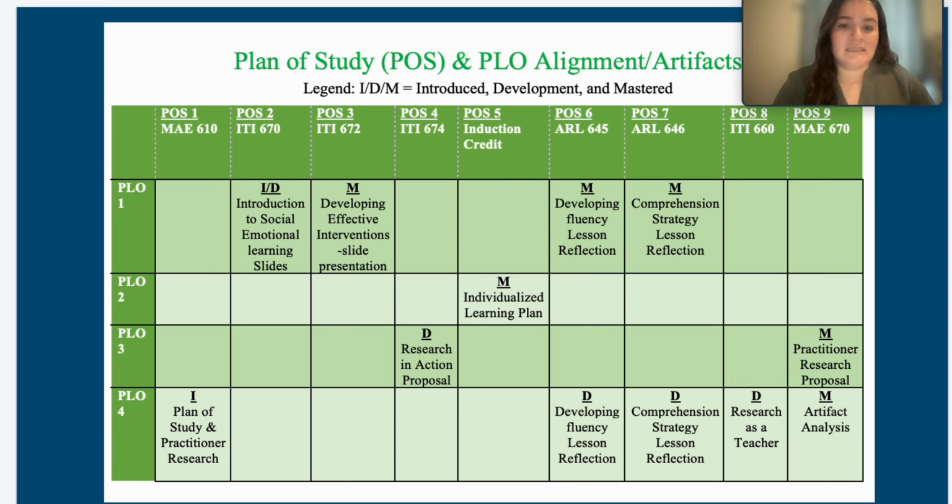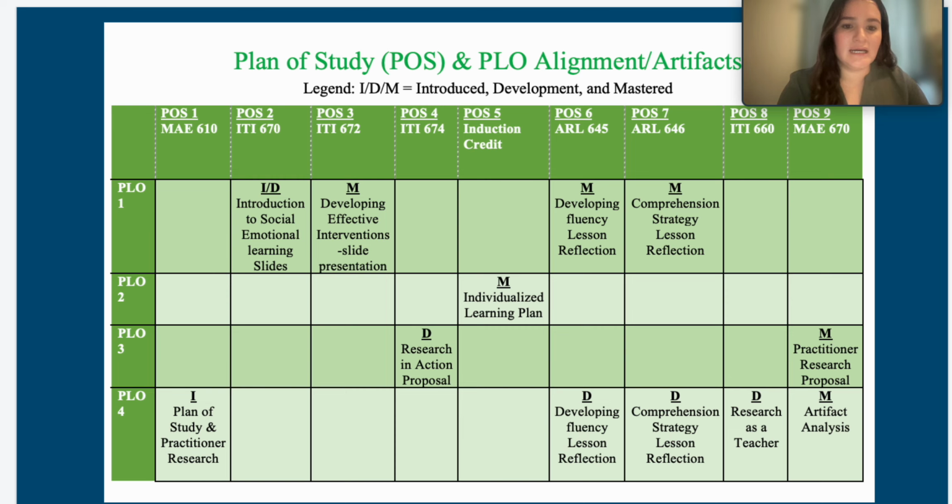The next, POS 5, I chose the induction credit, and I chose the artifact, the Individualized Learning Plan, to go with PLO 2 and the M for mastered. The next, POS 6, was ARL 645, and I chose the artifact called Developing Fluency Lesson Reflection Video, and I chose two PLOs to go with this artifact: PLO 1 and PLO 4. For PLO 1, I gave an M for mastered, and for PLO 4, I gave the D for development.